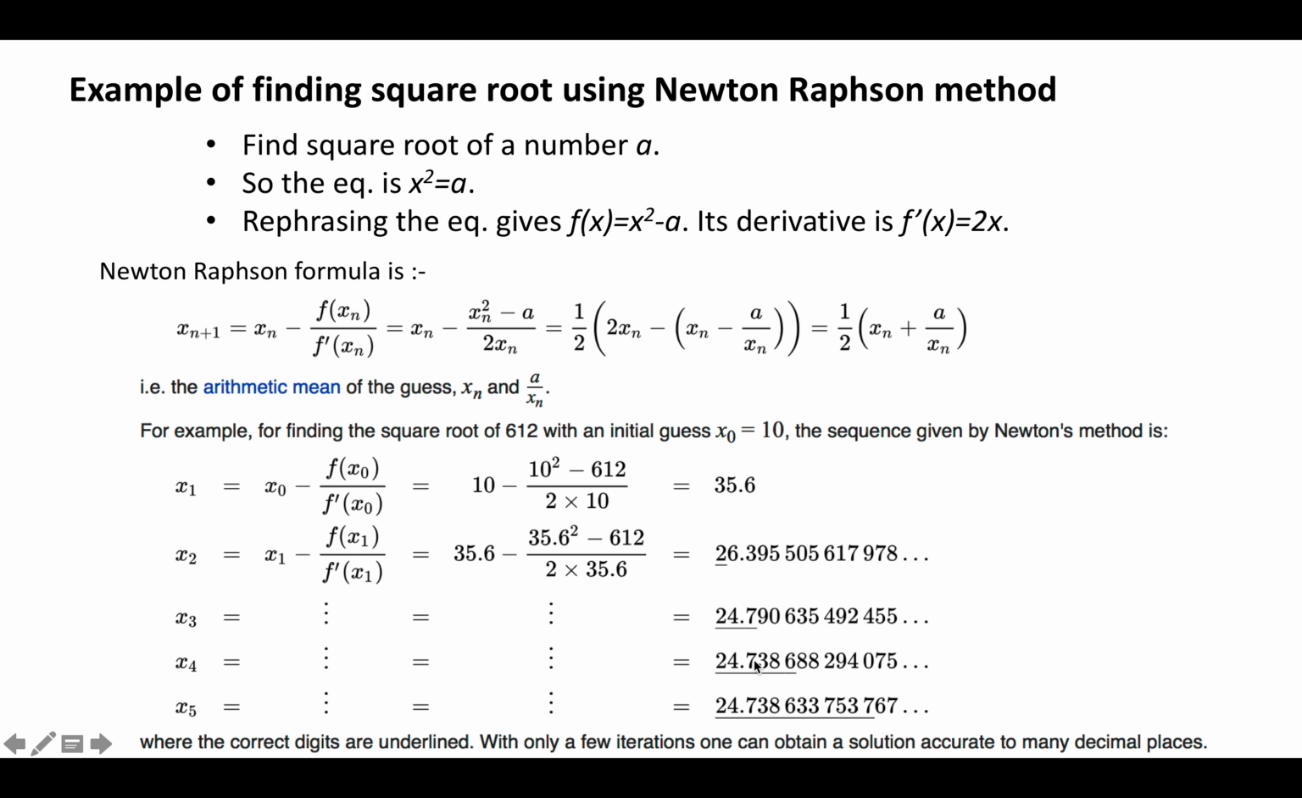The accuracy will vary if the tolerance is given. So you can stop at x3 if first decimal place accuracy is required, you can stop at x5 if fourth decimal place accuracy is required, and you can continue if you need accuracy at higher decimal places. The correct digits are underlined in every iteration. With only a few iterations one can obtain a solution accurate to many decimal places. So this is how the Newton-Raphson method works.